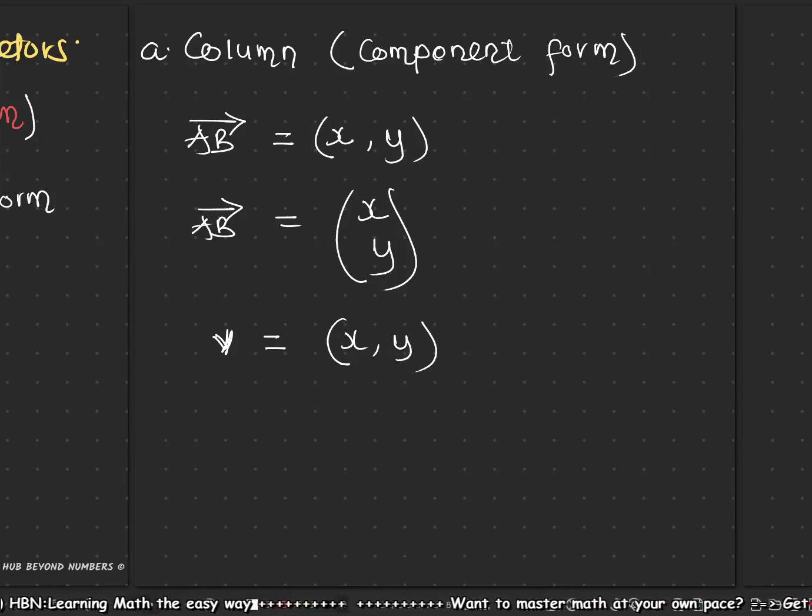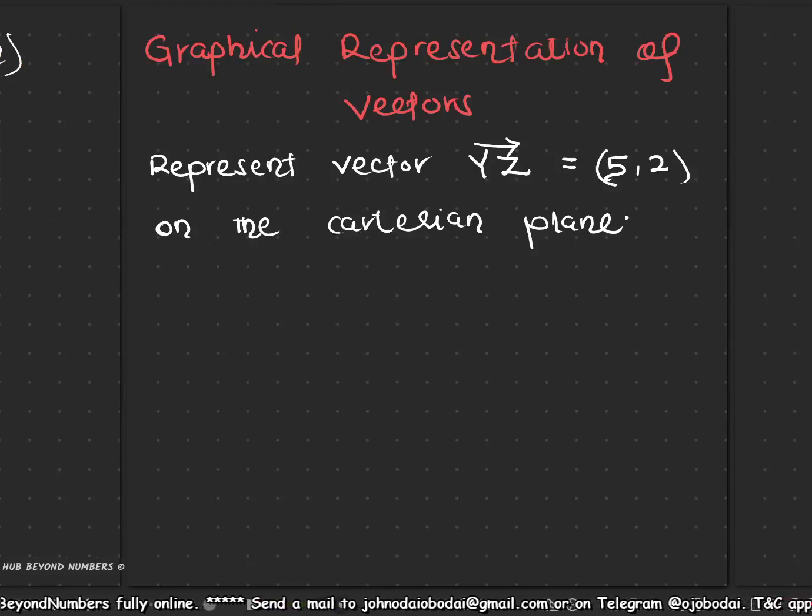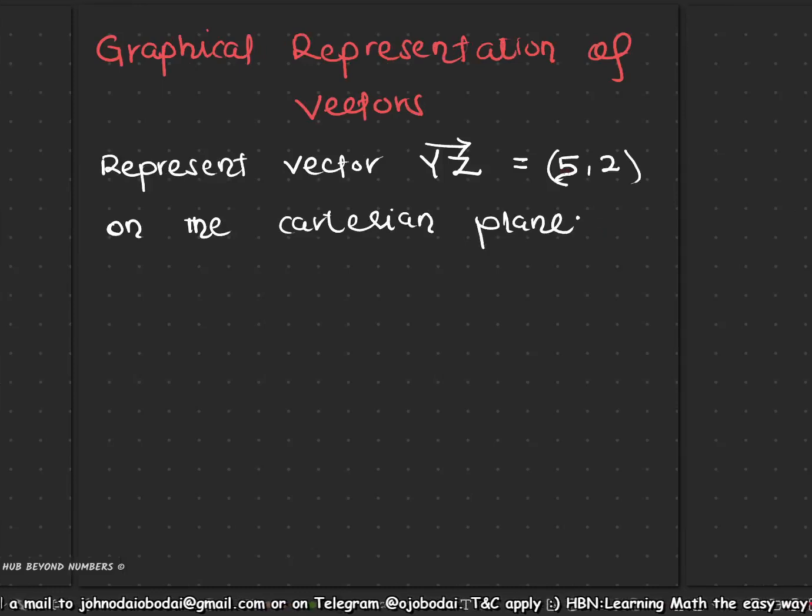With this said, let's look at how we can represent column vectors on our Cartesian plane, or on our x-y plane. Starting with this question here, it says we should represent vector YZ, which has been represented in the component form as (5, 2). We have to represent it graphically on the Cartesian plane.